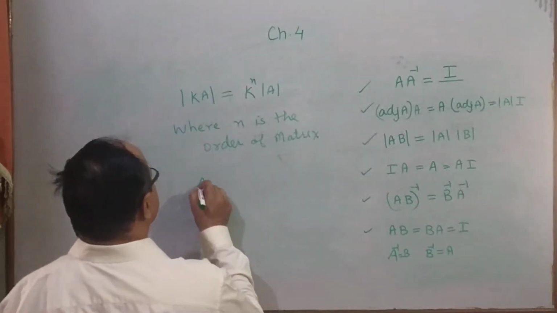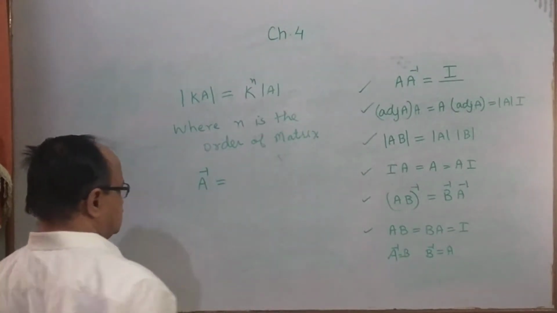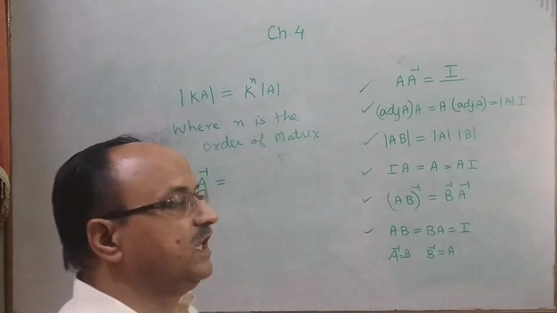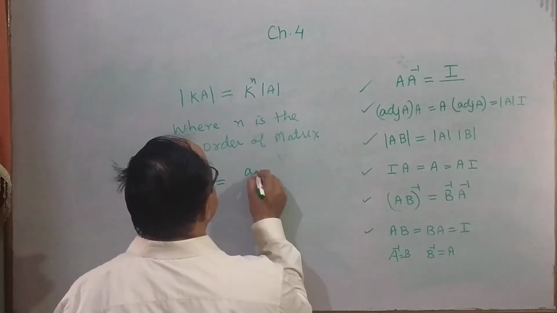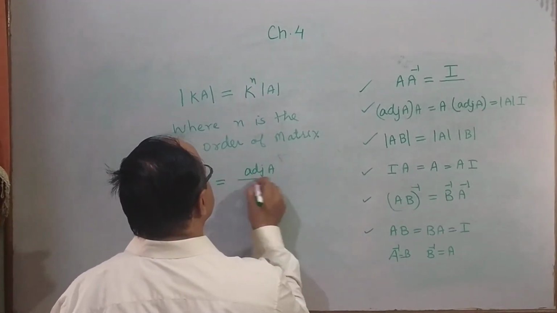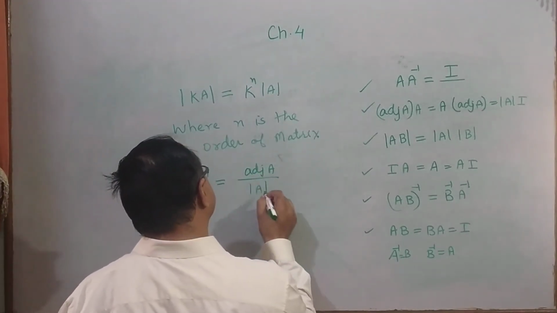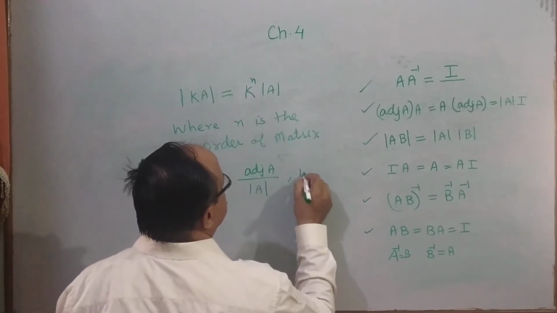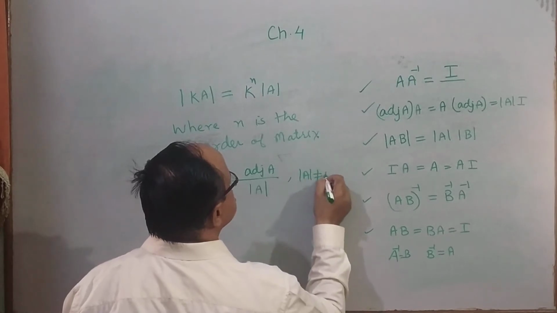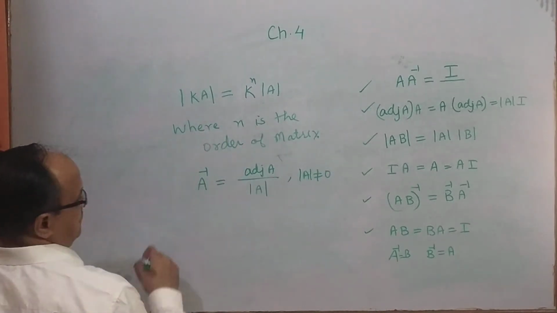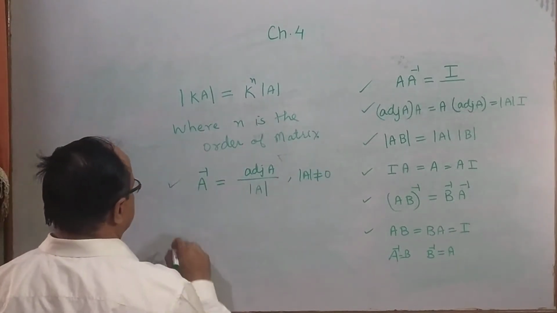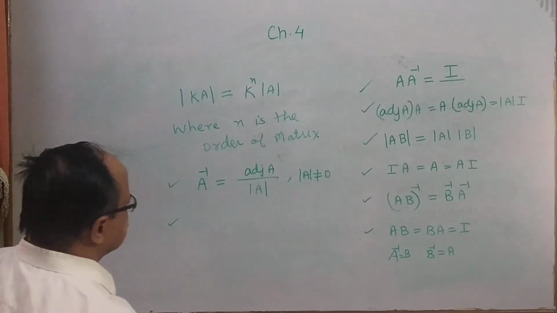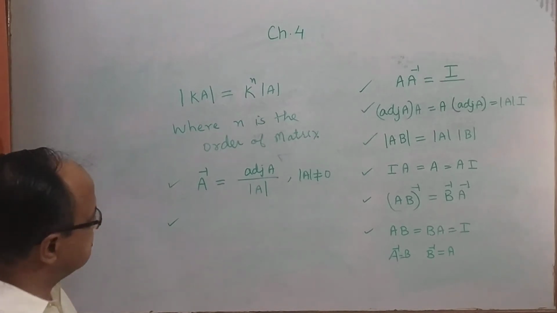Other, can you tell me A inverse? Formula for finding the A inverse. You know that it is adjoint of A divided by determinant of A. This is the formula. And you know that determinant of A is not equal to 0. This is an important formula.